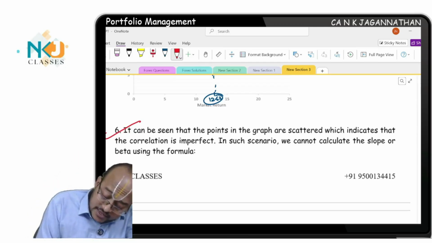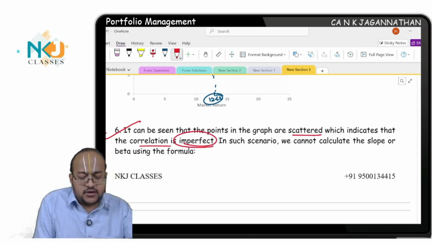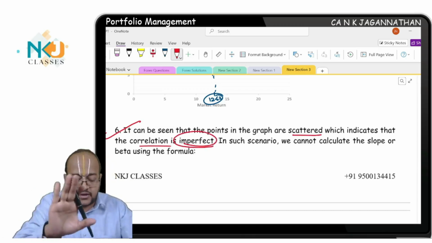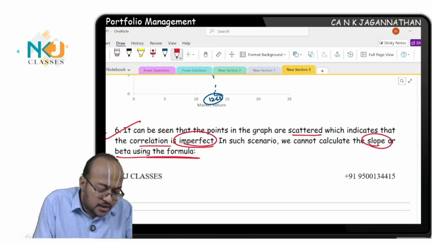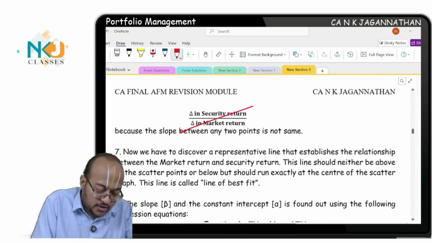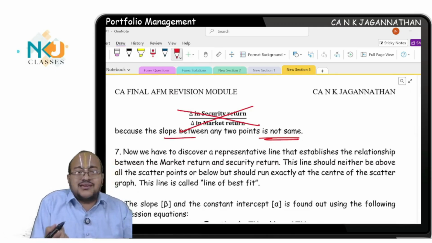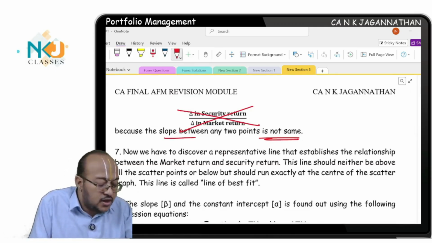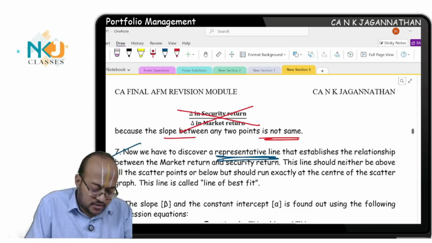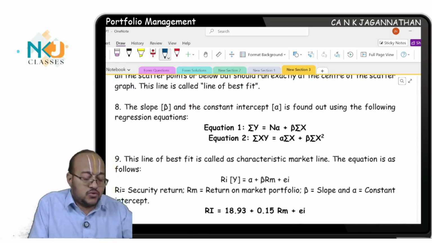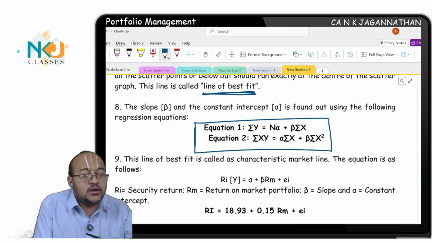It can be seen that the points in the graph are scattered, which indicates that the correlation is imperfect. First observation: since the points are scattered, the correlation is imperfect. In such a scenario, we cannot calculate the slope or beta using this formula. Are you listening? Because the slope between any two points is not the same, it is not a linear equation. Now we have to discover a representative line that establishes this relation. This is called the line of best fit, and it is solved using regression analysis equations.